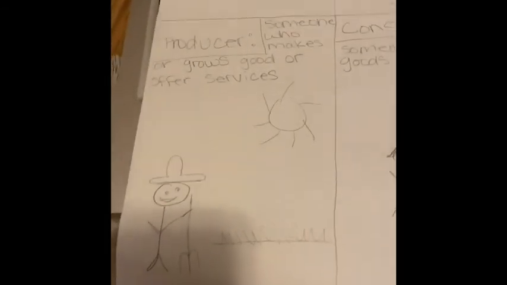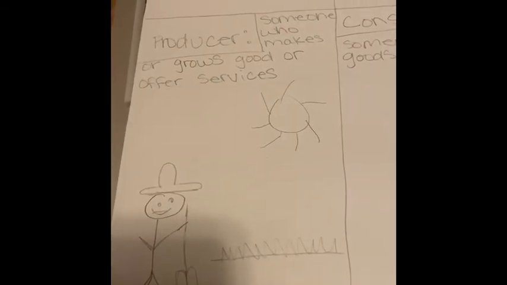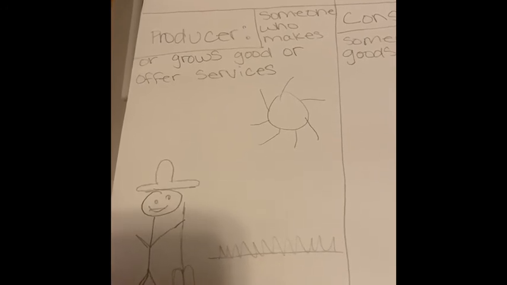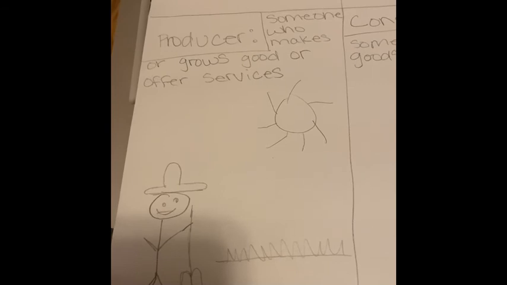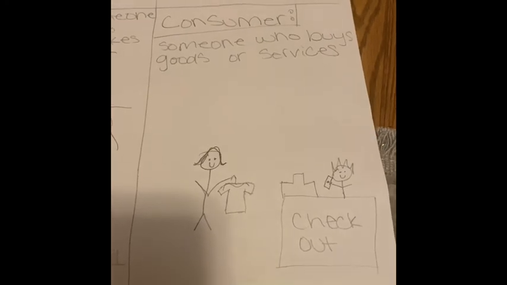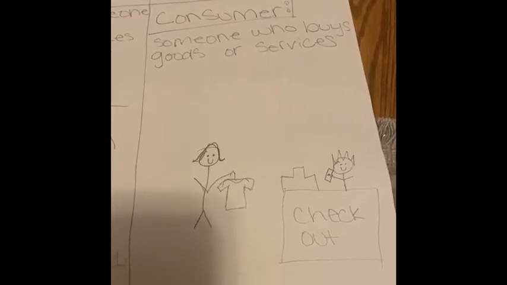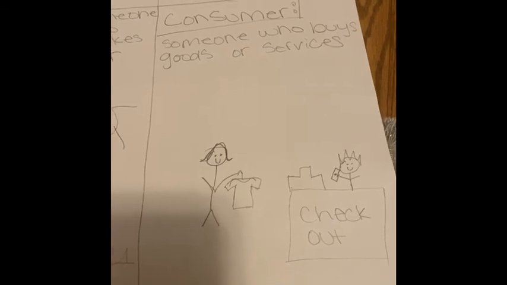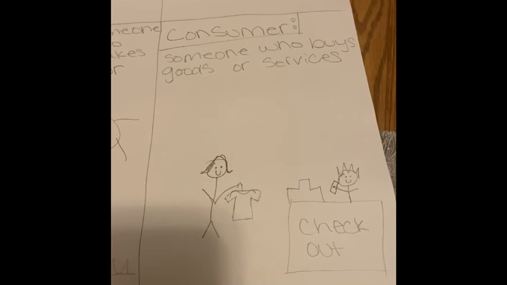And then producer, someone who makes or grows goods or services or offers services. And so here's a little farmer growing in the sun. And then consumer, someone who buys goods or services. So this is just someone shopping, and the checkout person is holding the money, putting it into the register.